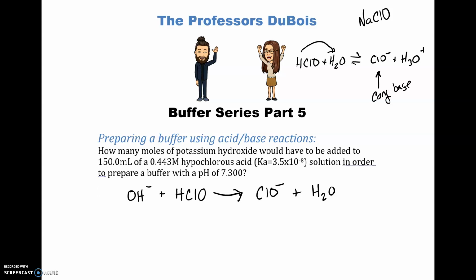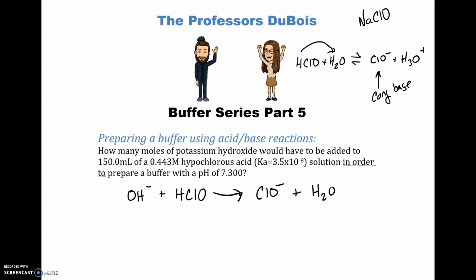Where we have to be careful, we need plenty of this weak acid. We need to have stuff left over. We're going to need some of the weak acid left over, and we're going to need to produce a fair amount of the conjugate base. That's where this gets a little bit complicated, but we're going to walk you through exactly how to do this problem.